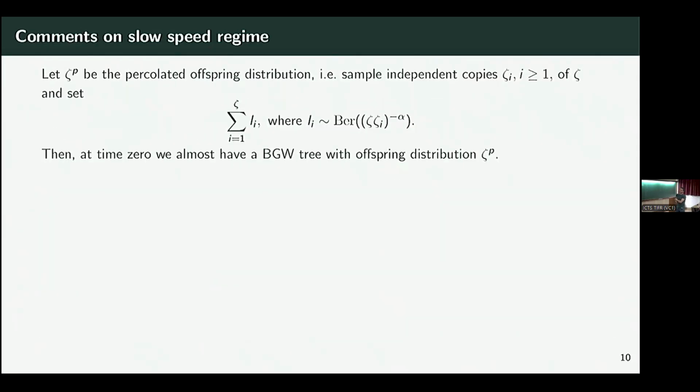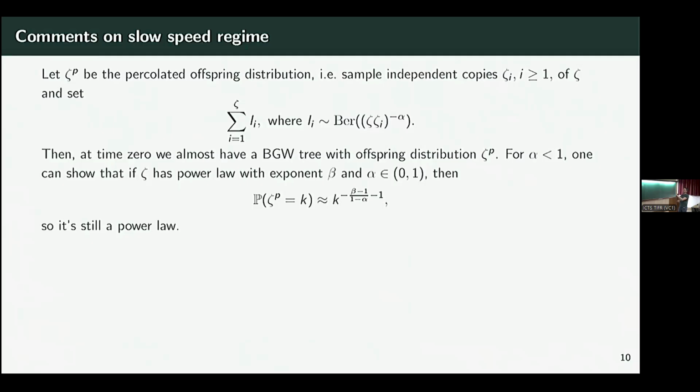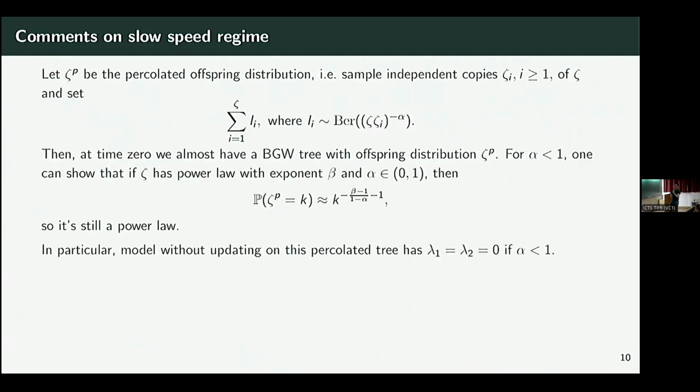So just to compare, I'll go through this result a little more slowly. In the slow speed regime, when eta is small, you can compare to the static case, but you have to compare to the percolated tree. I just have to convince you that you still have a power law tail in that case. You can calculate it. It's no longer the original power law tail. It changes, and it's now, I guess, beta minus alpha divided by 1 minus alpha. So it changes, but it's still a power law. If you were just running your model on a static tree, you would expect lambda 1 and lambda 2 to be equal to 0.